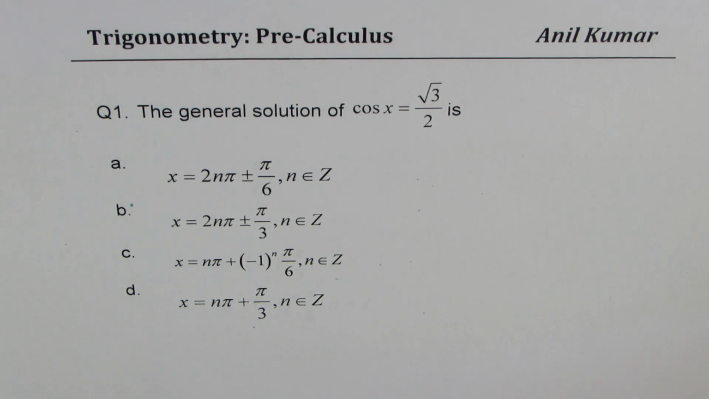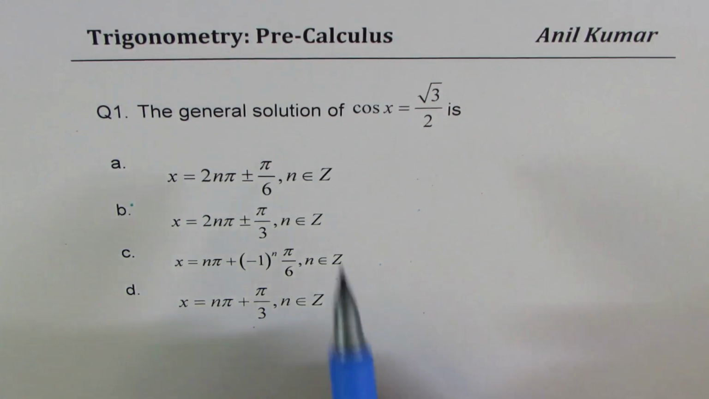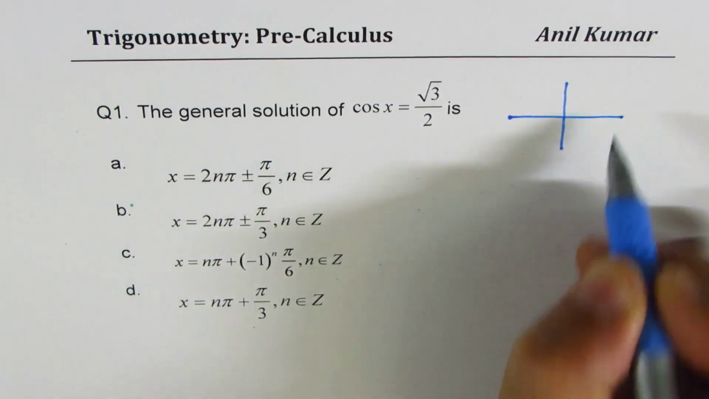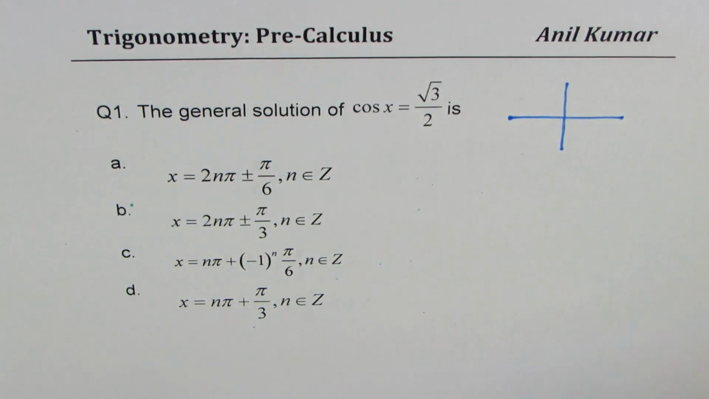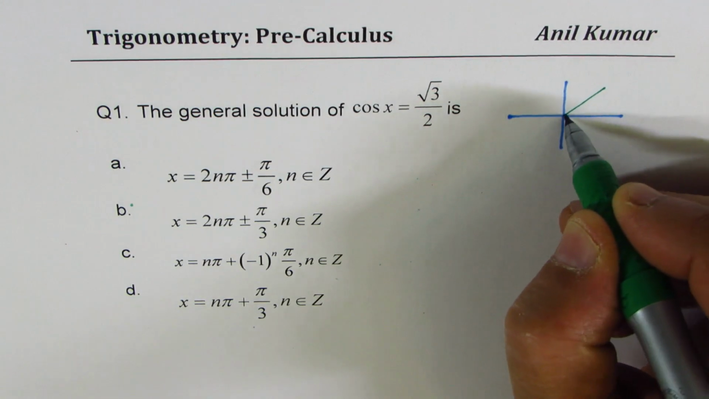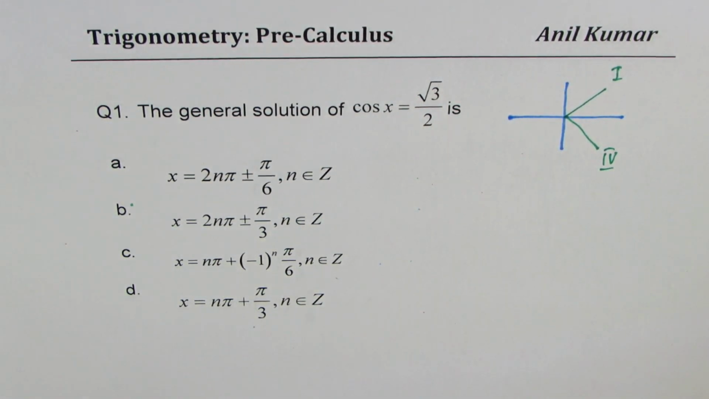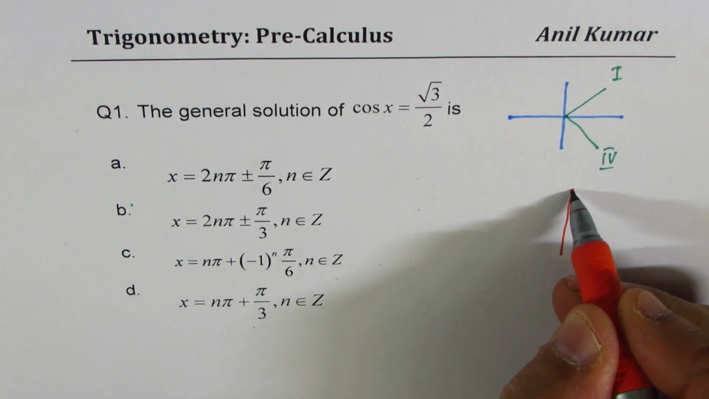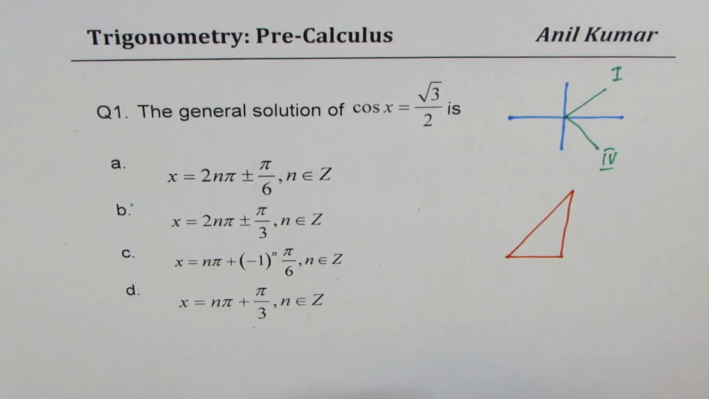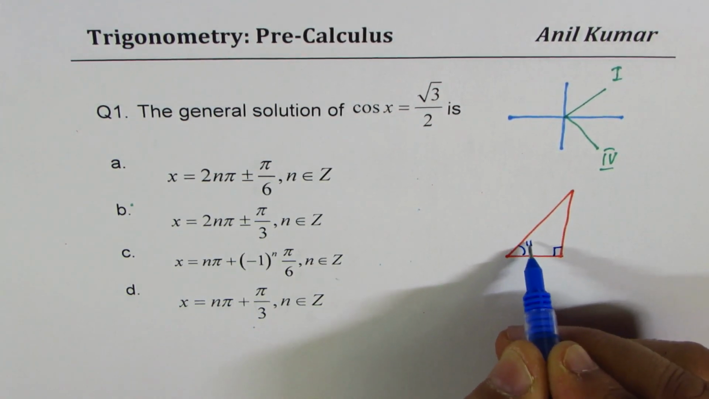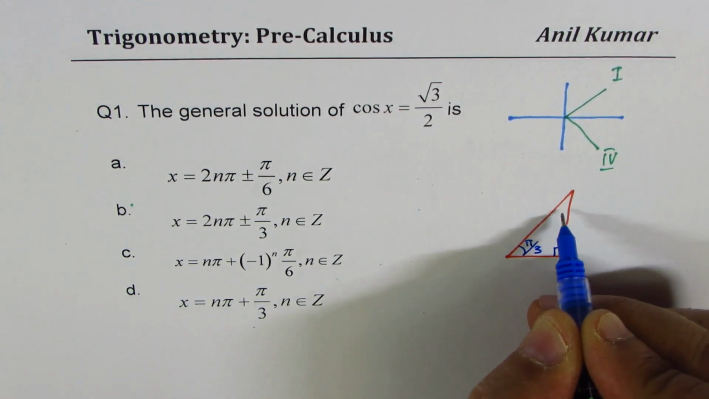Now let's write down the solutions for these questions one by one. The first one here is the general solution for cos x equals square root 3 over 2. It is a positive value. We are looking for solutions in quadrant 1 and in quadrant 4. We could always use a special triangle to provide this solution, which is pi by 3, pi by 6 and pi by 2, right?